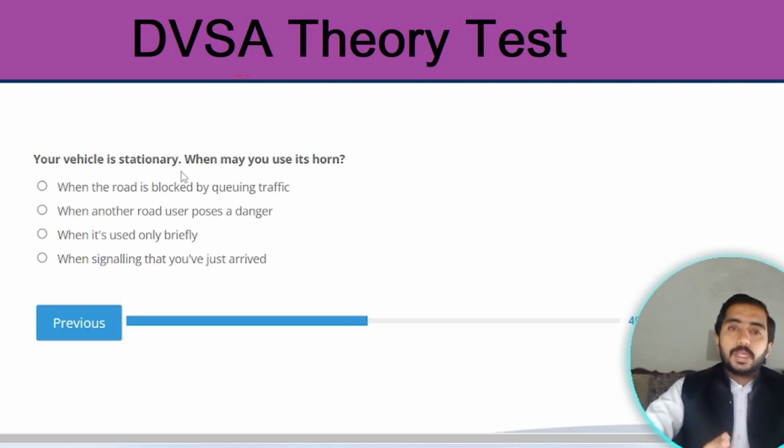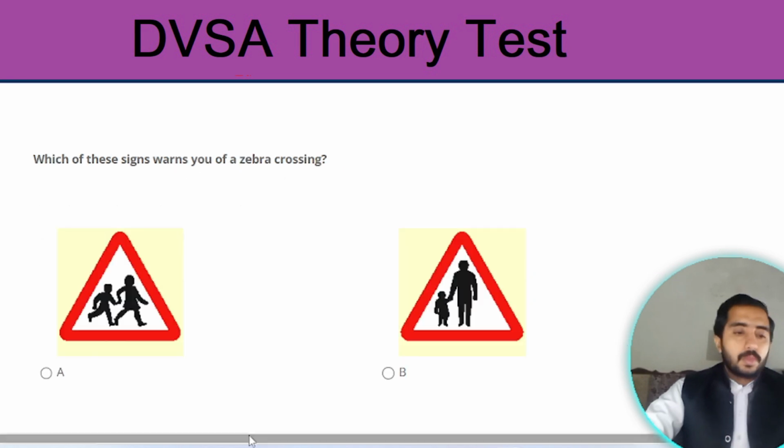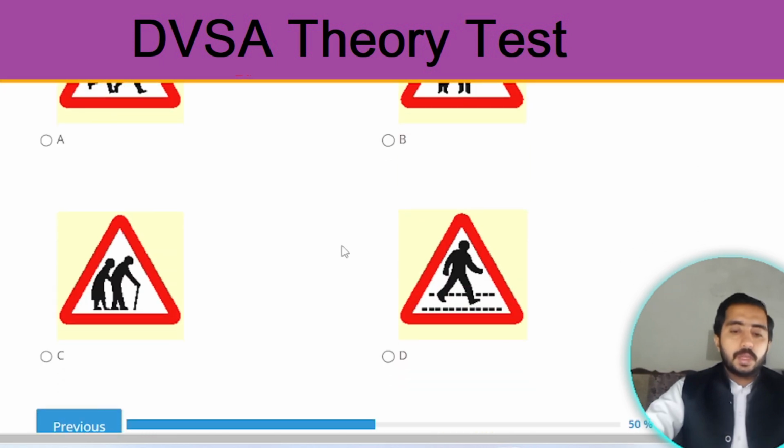Next one, when may you use your horn? The correct option is when another road user poses a danger. Option B. Okay, which of these signs warns you of a zebra crossing? For zebra crossing, option D.